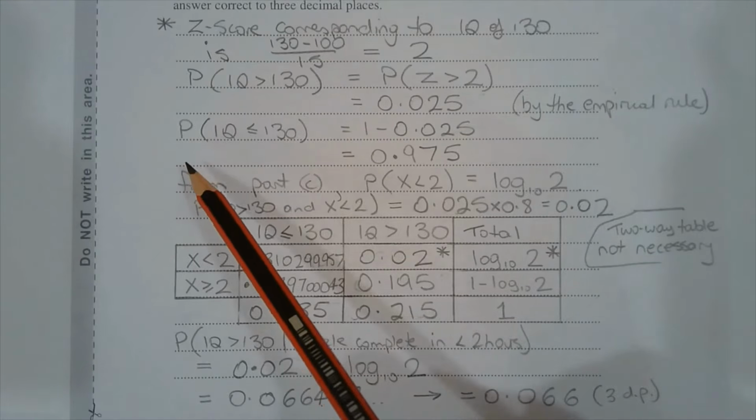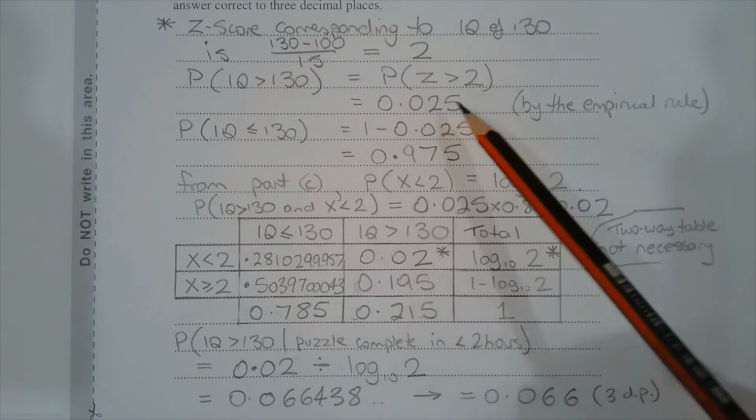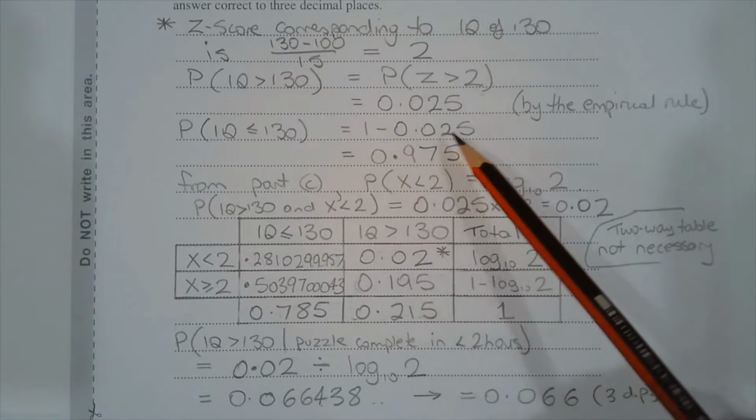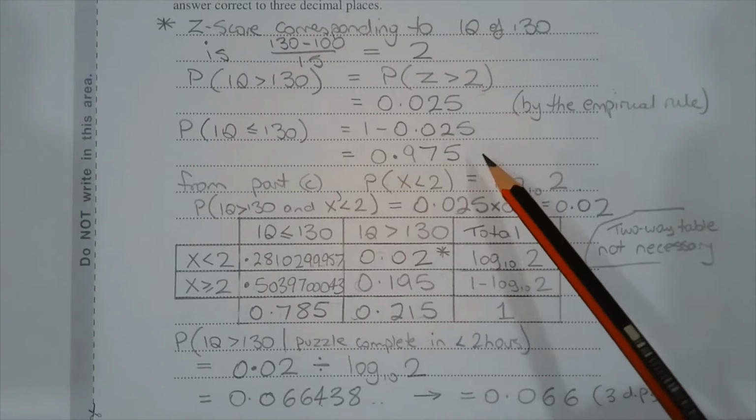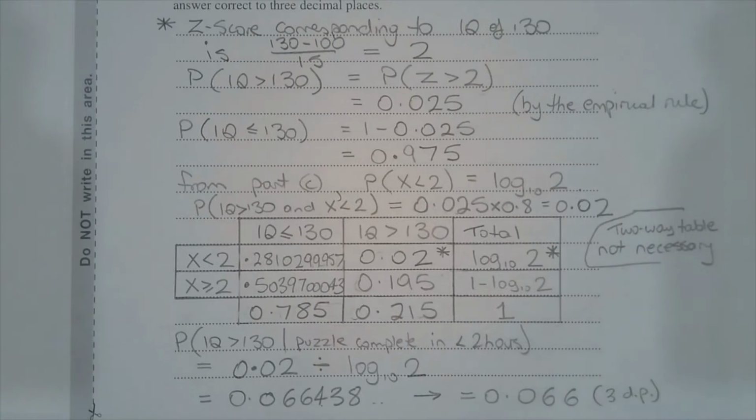Now, the probability that someone chosen has an IQ of less than or equal to 130 is the complement of 0.025, which is 1 minus 0.025, which equals 0.975. This step here is not necessary for this solution, but it's provided for completeness.